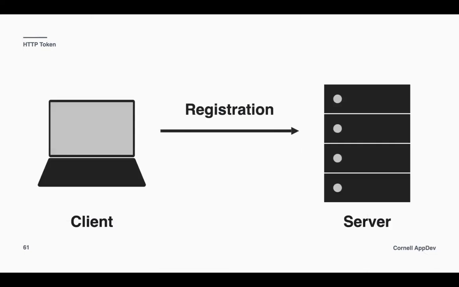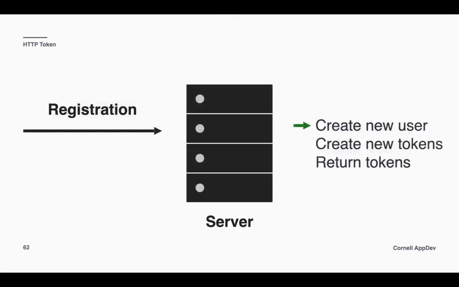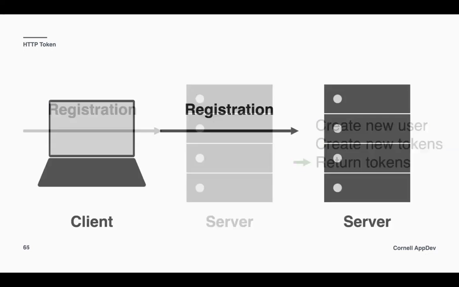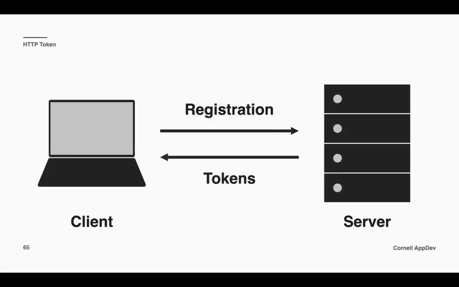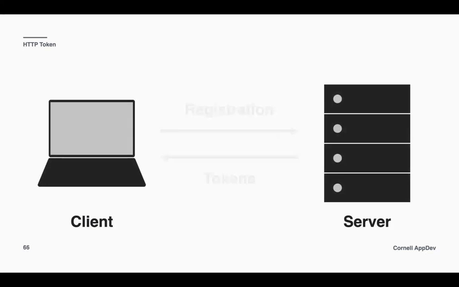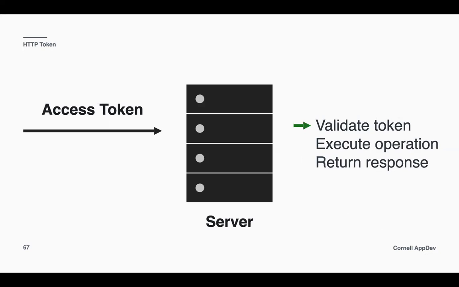So the general flow: if you want to make a new account, you send your username and password or the registration form, and the server will make a new user. It'll create two new tokens, one refresh, one access token, and it'll return them back to the client. This is almost like cookies, where you make a new cookie and you send it back. No new thing here. If you want to make a request, you send your access token in your authorization header, and then the server will validate the token, then execute the operation that you want to do.